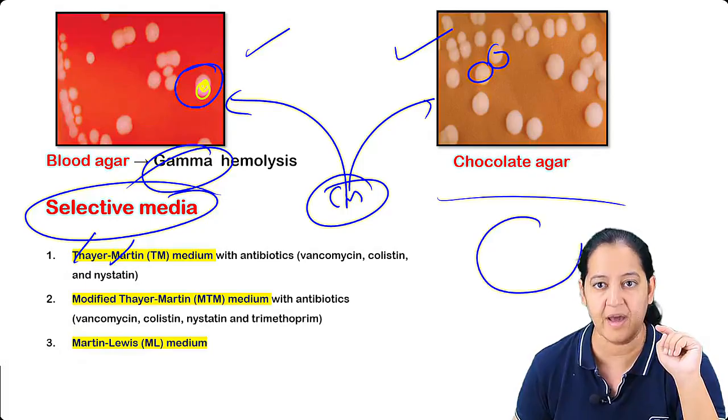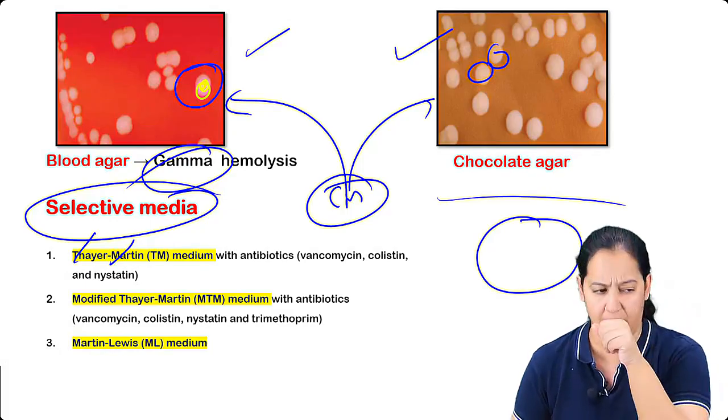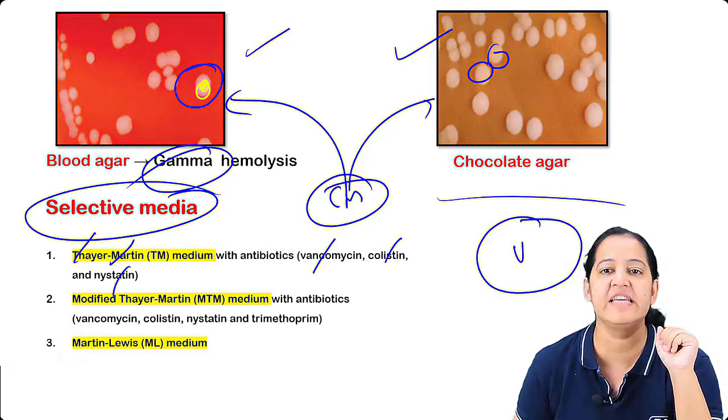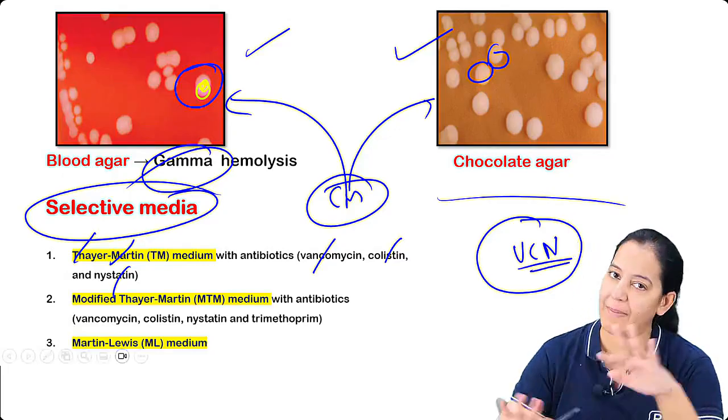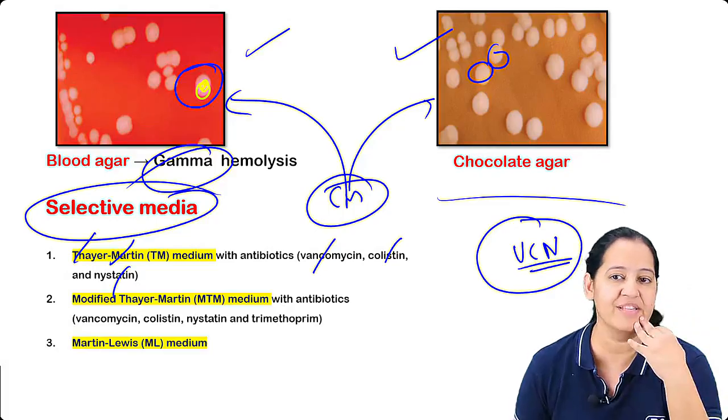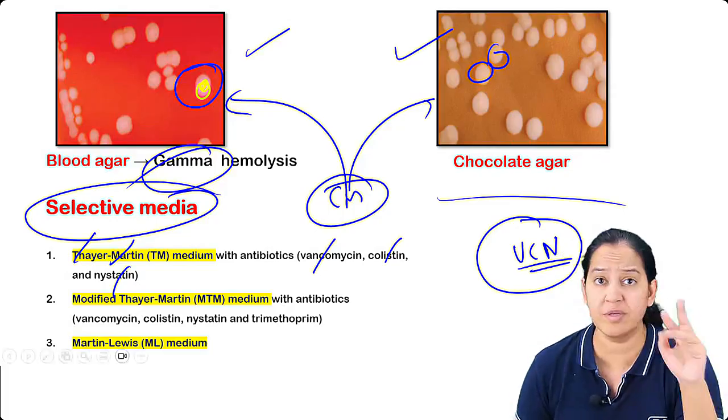They took a blood agar and added three things to it: vancomycin, colistin, and nystatin, VCN. So all the bacteria are killed. Only the two Neisseria survived. So they said it's a selective media for the Neisseria because everyone else is killed.